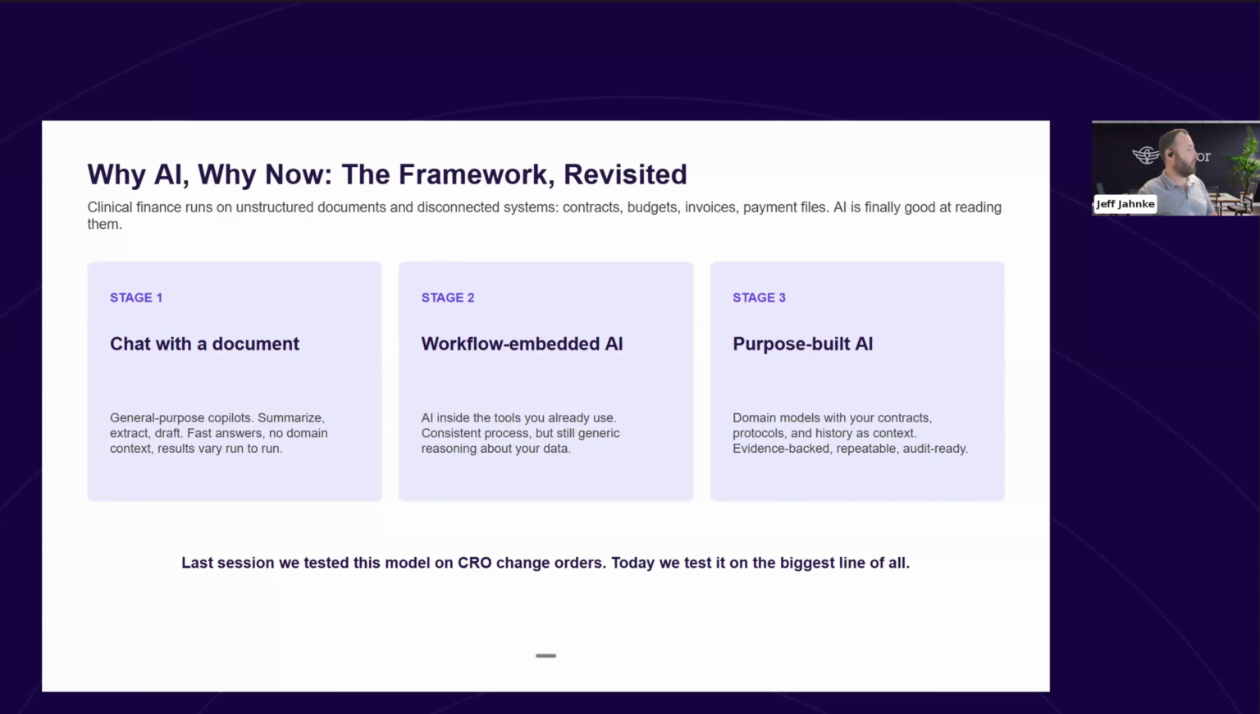Stage two is workflow embedded AI. It's AI inside the tools that you already use. So it's built on the data that you might already have. So for example, if you're using like NetSuite as your ERP and they roll out an agent inside of NetSuite that allows you to chat with the data that is in your ERP system, for example. There's a benefit to that in that it's built into the tool, so it obviously can read all of the data within the tool. The third stage is purpose-built AI. So domain models that know everything about your clinical trial and know everything across all of your systems.